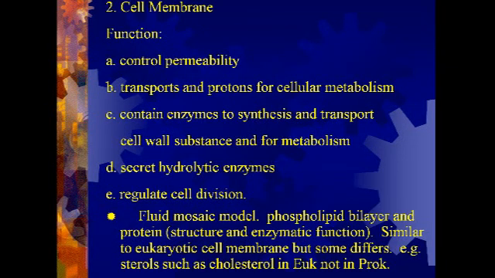Next structure we are going to see is cell membrane. The function of cell membrane is to control the permeability of movement of materials, and it transports the protons required for cellular metabolism, and it also contains the enzymes to synthesize and transport cell wall substances, and it also secretes hydrolytic enzymes and regulates the cell division. Bacterial cell membrane is similar to eukaryotic cell membrane. It contains a phospholipid bilayer and protein.